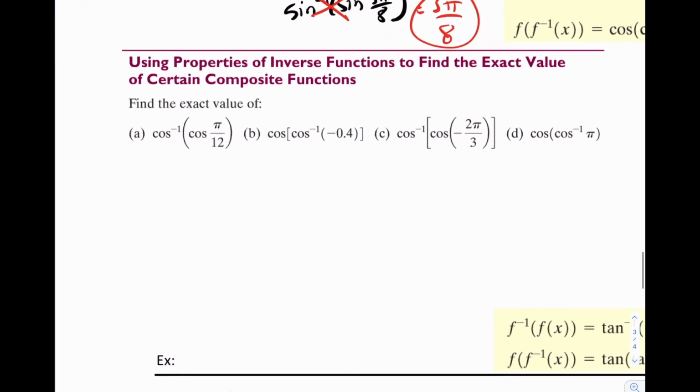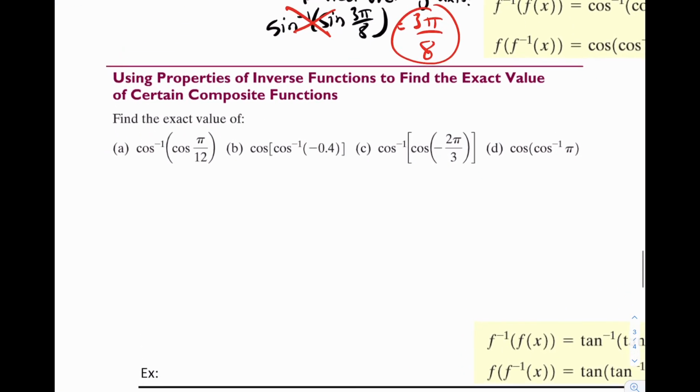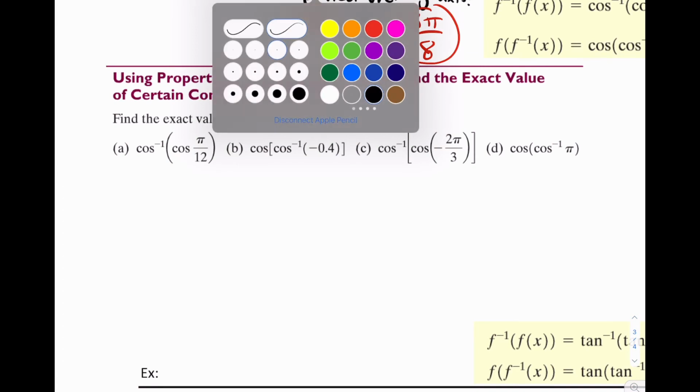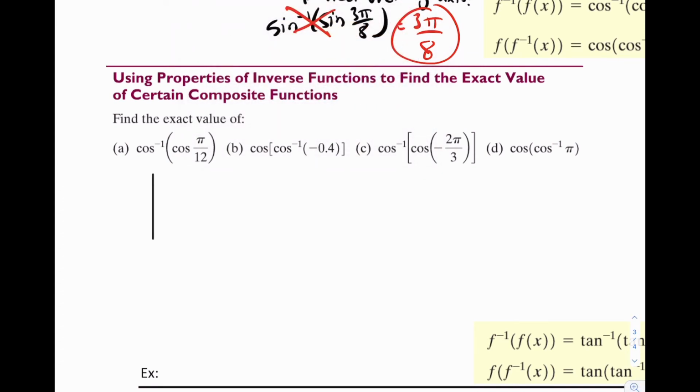So now let's do a couple more. Let's do cosine. So luckily, these are all pretty similar. You all start the same way. So to start, I'm just going to copy and paste these.